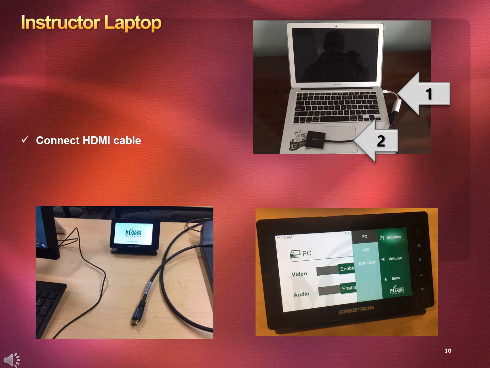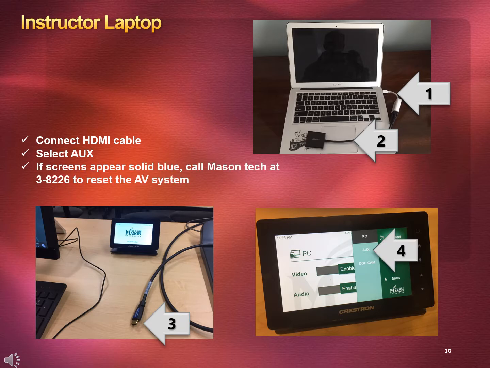Connect HDMI cable from tabletop to HDMI connector for the laptop, arrow 3. Once connected, use the Crestron control panel and select aux from the sources, arrow 4. If screens appear solid blue, call Mason Tech at 38226 to reset the AV system.